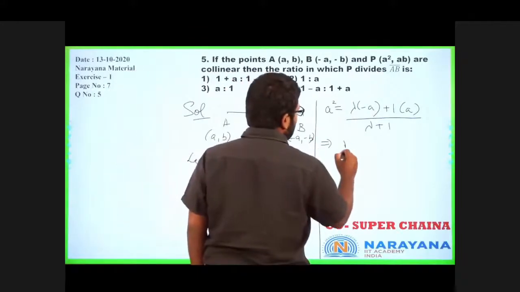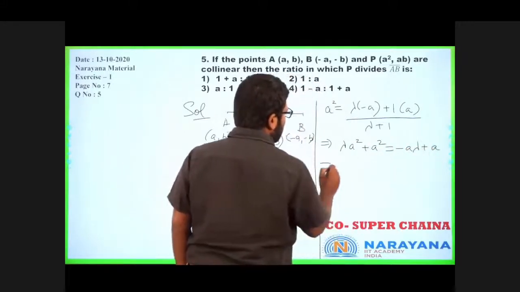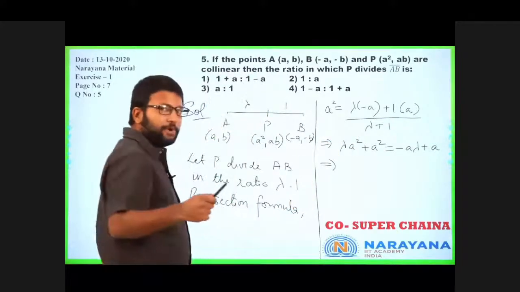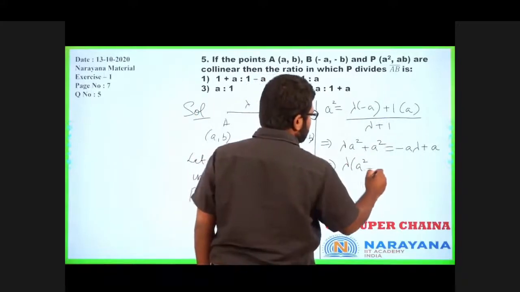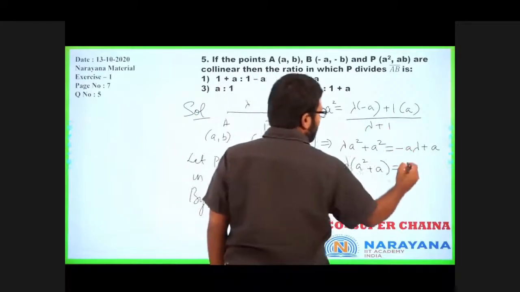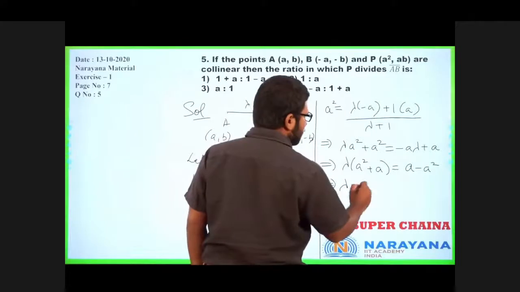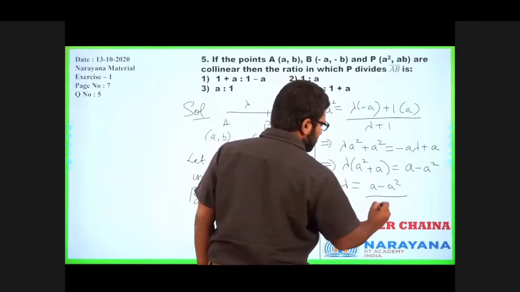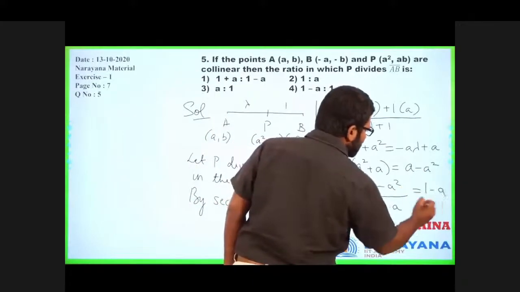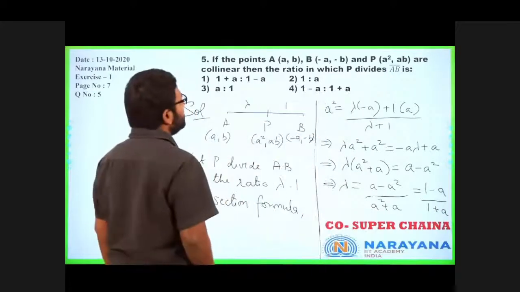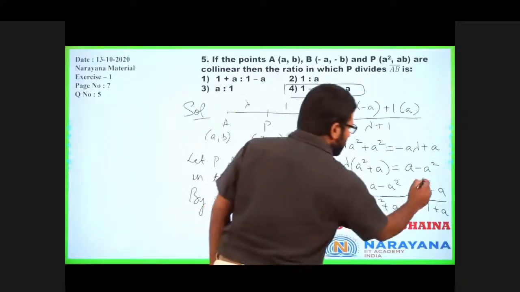So cross multiply: lambda a square plus a square equals minus a lambda plus a. Bring all the lambda terms together. Why? Because we want to solve for lambda. We are trying to figure out the value of lambda. So bring this here: lambda into a square plus a would be a minus a square, right? Which means lambda would be a minus a square upon a square plus a. You can cancel one a everywhere. You are left with 1 minus a upon 1 plus a, right? 1 minus a upon 1 plus a, which is option 4. Got it?